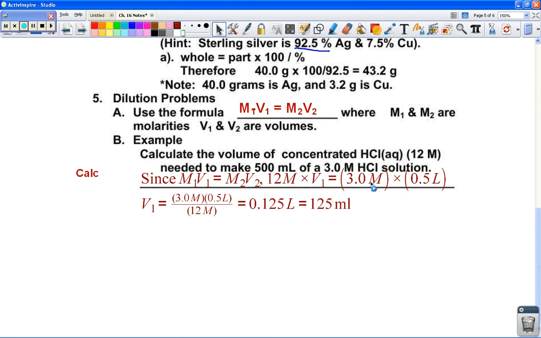So we multiply this molarity times these liters to give us 1.5 moles, and we're going to divide that by 12 molar to find V1. Okay, so simply solve for V1, your volume. It's going to be 3 times 0.5 divided by 12, which gives us 0.125 liters or 125 milliliters. So what we would do is take 125 milliliters of our 12 molar solution and then dilute it to 500 milliliters, and that would give us a 3 molar solution of the same stuff.